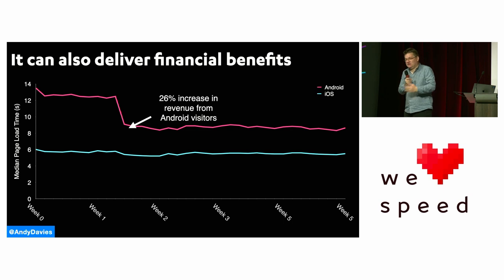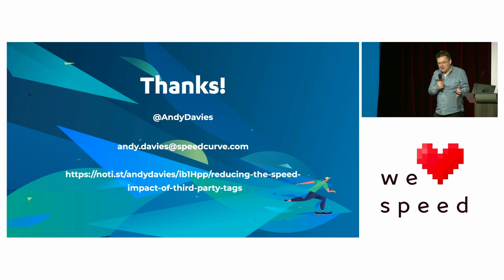Revenue from Android visitors went up 26% as a result of that change. That was about £5 million a year. So third-party tags can really, really cost you. Do the work. Make them load better. Thank you.